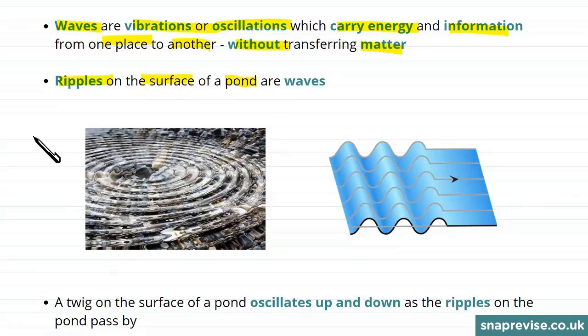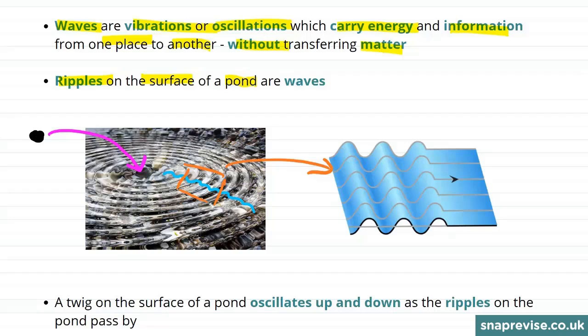We know, for example, that if we took a pebble and we threw it into a pond, then we would create these ripples in the water. These ripples are waves. If I took some chunk of this water and looked at it from the side, then this is the sort of thing that I would expect to see on the surface.